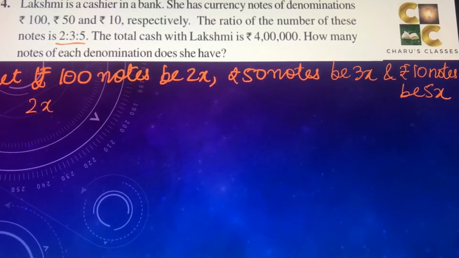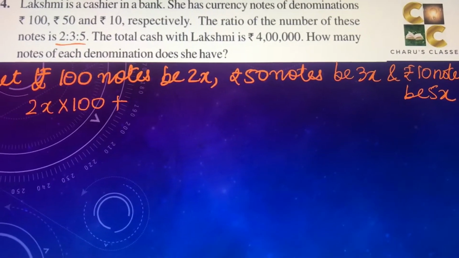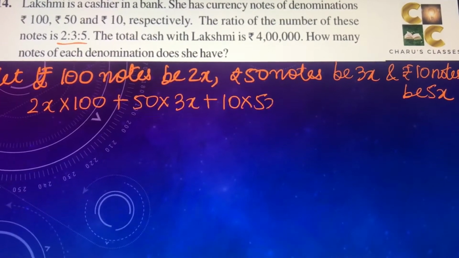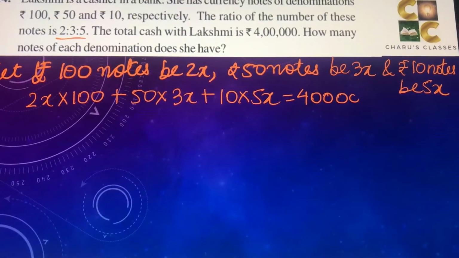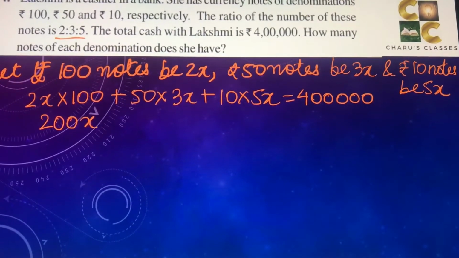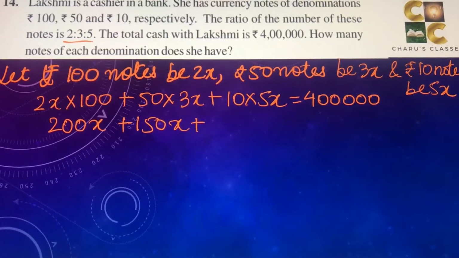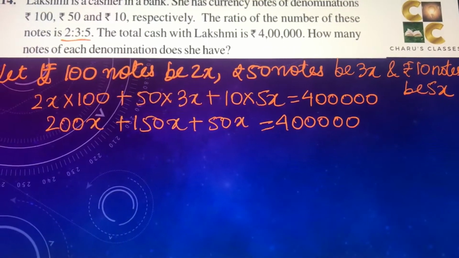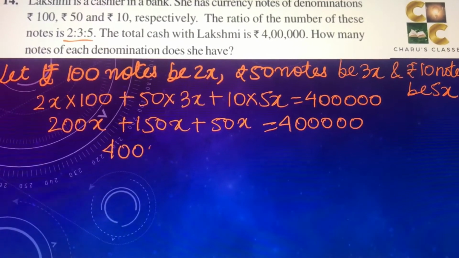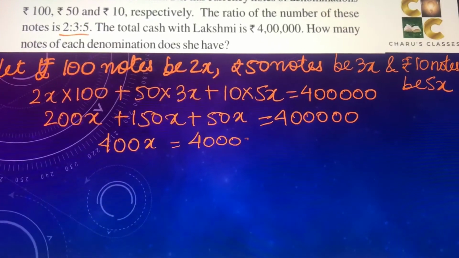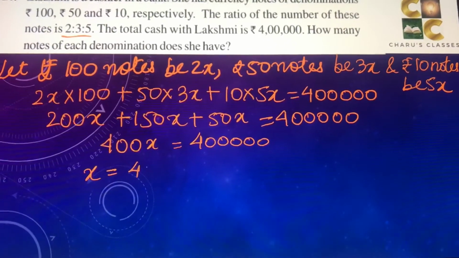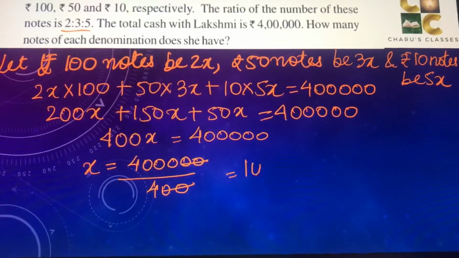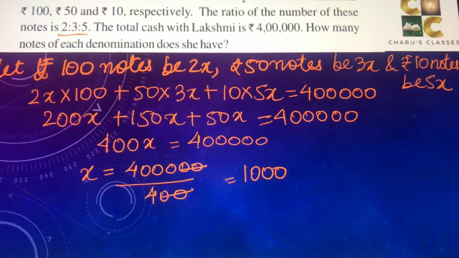तो यहाँ पे 2x notes हैं 100 rupees के plus 50 notes हैं 3x के plus 10 notes हैं 5x के. And this total is equal to 4 lakh. Or we can say 200x plus 150x plus 50x is equal to 4 lakh. Or we can say 400x is equal to 4 lakh. So x will be equal to 4 lakh divided by 400. Or we get x equal to 1000.